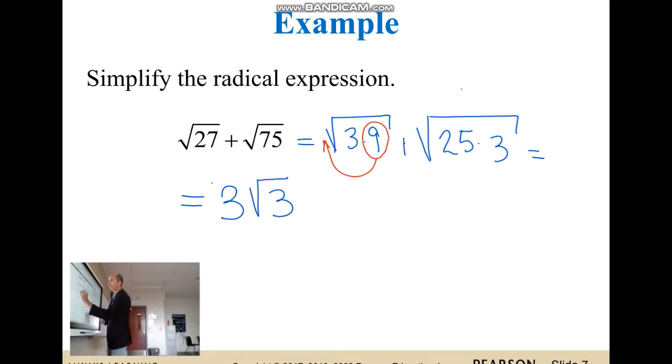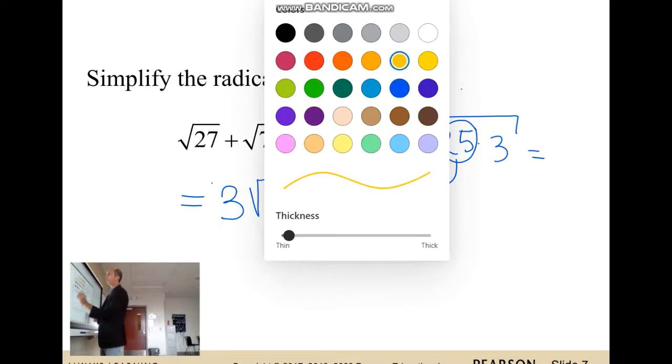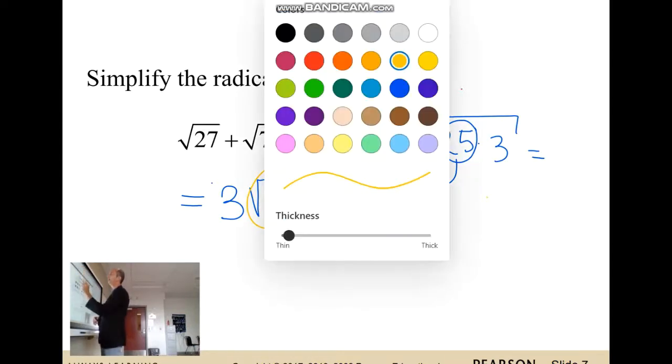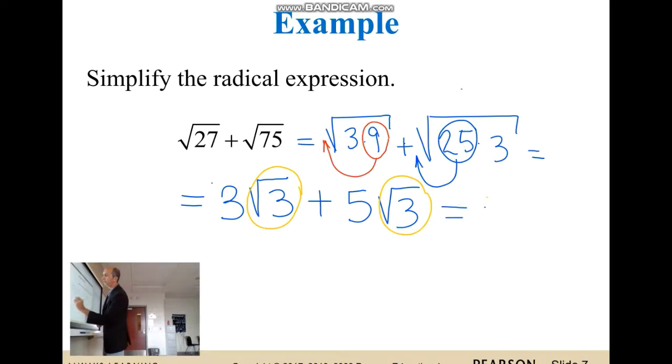And this is an addition. We can move this out too: 25 is 5 squared, so we can represent it as 5 square root of 3. The result is that we have two like radicals, square root of 3 and square root of 3, and we can combine 3 plus 5, 8. The result here is 8 square root of 3.